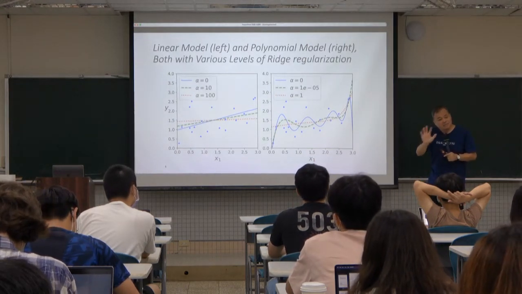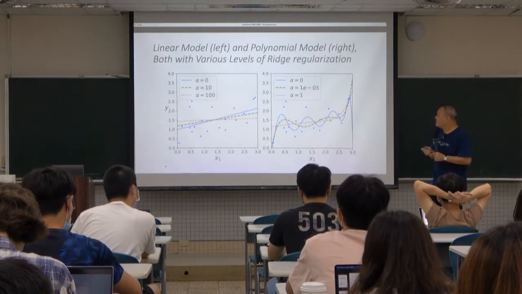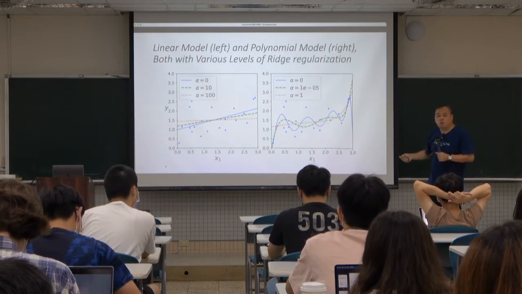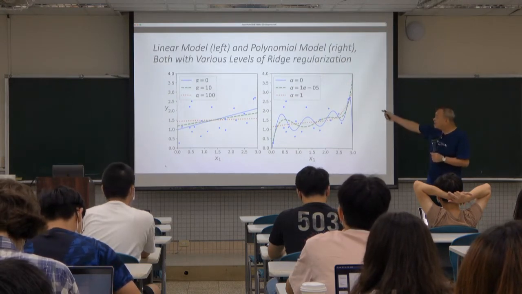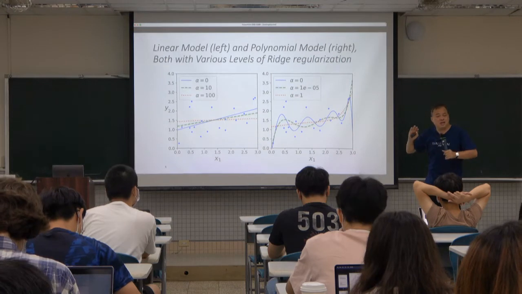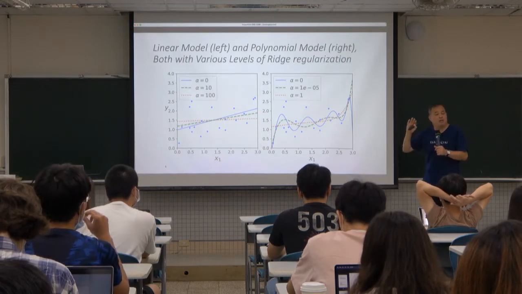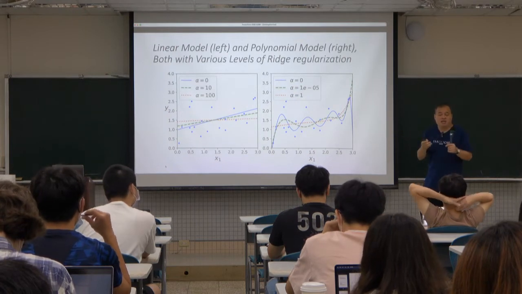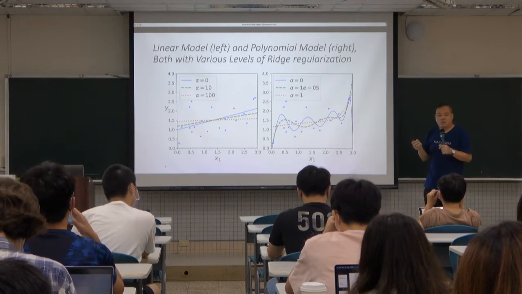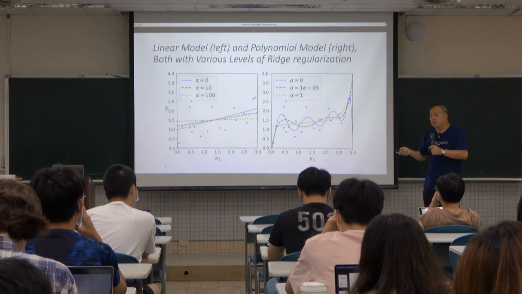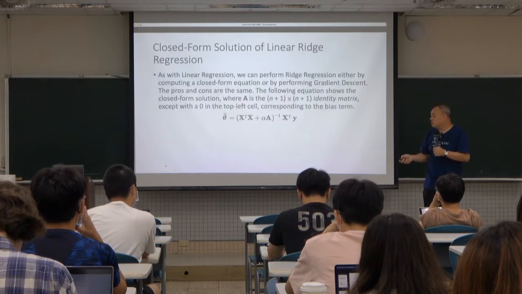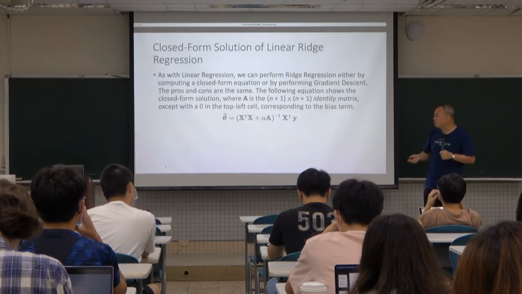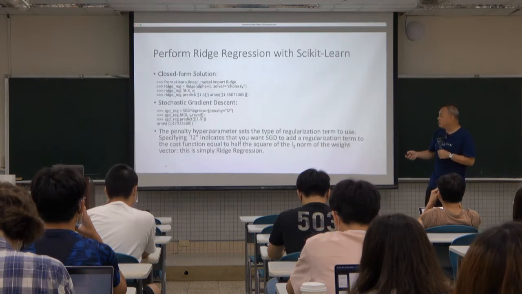But obviously, all these are controlled by alpha value, right? We have alpha value for ridge, we have alpha value for lasso. So depending on how much you put for this coefficient, as I said, the higher the alpha value is, the more regularization, the more constraint you put on those coefficients.